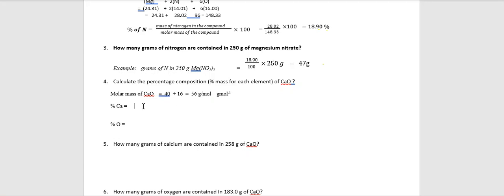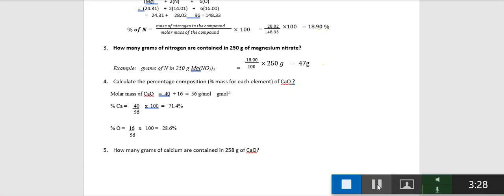So what's the percent calcium? Well, calcium weighed 40. I need to get a percent, and the mass is, I'm going to underline this. So the percent calcium is going to be 40 divided by 56 times 100, and that's 71.4%. The percent oxygen is going to be 16 divided by 56 times 100, and that's 28.6%.